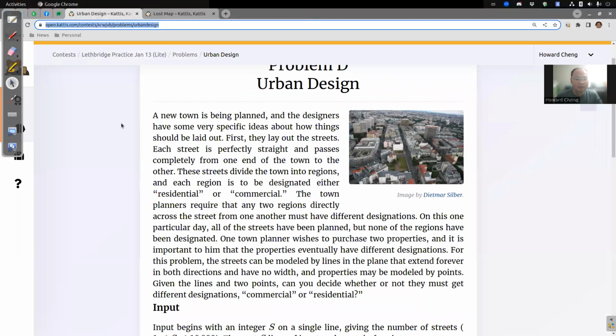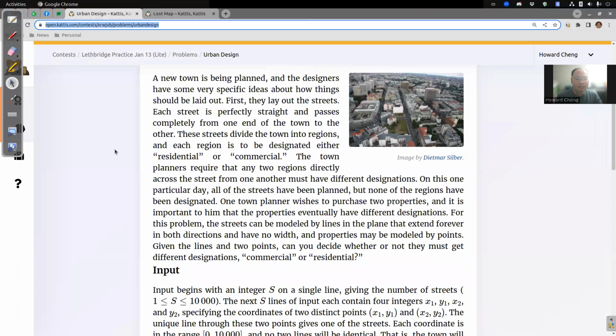Okay, a new town is being planned, and the designers have some very specific ideas about how things should be laid out. First, they lay out the streets. Each street is perfectly straight and passes completely from one end of the town to the other. These streets divide the town into regions, and each region is destined to be either residential or commercial. The town planners require that any two regions directly across the street from one another must have different destinations.